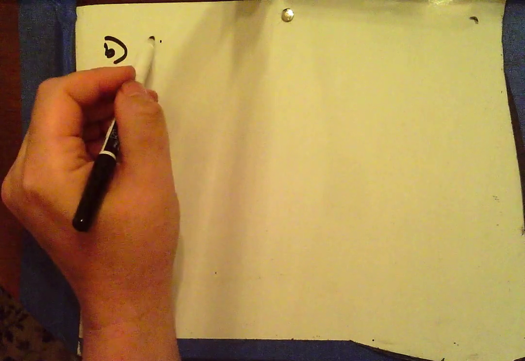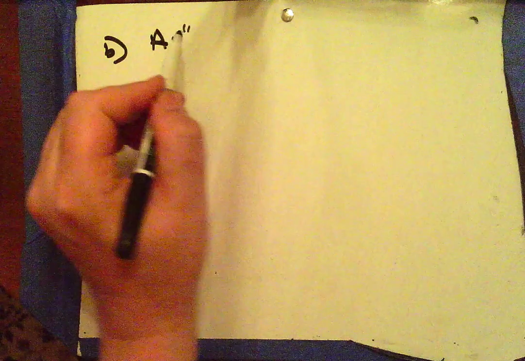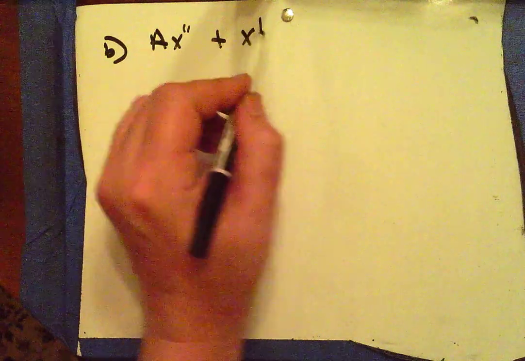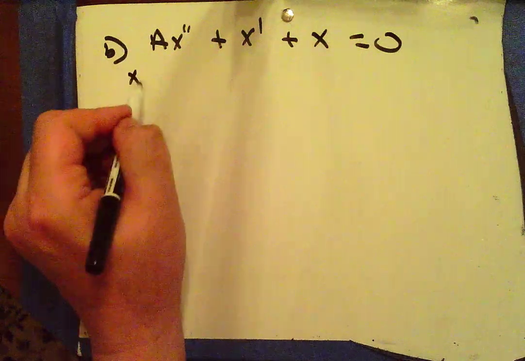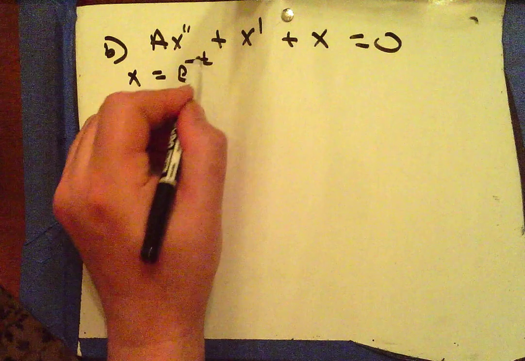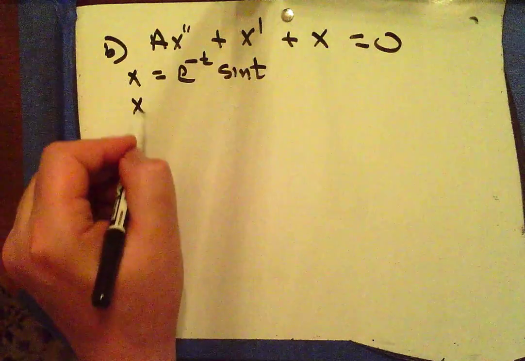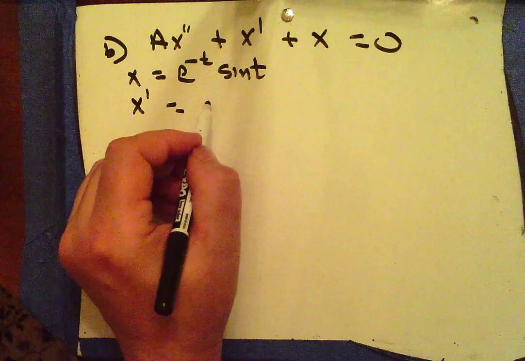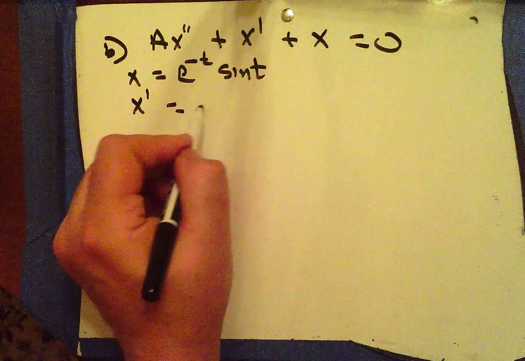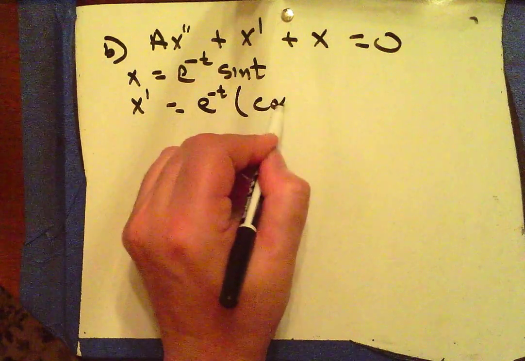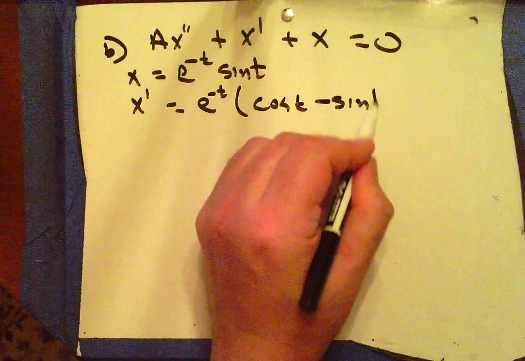Okay, part B. Part B says find the value of the constant a, which satisfies the equation a x double prime plus x prime plus x equals 0. So x, remember, was e to the minus t sine t. X prime was, and we already computed x prime, didn't we? We said that was velocity, and that was e to the negative t times cosine t minus sine t.